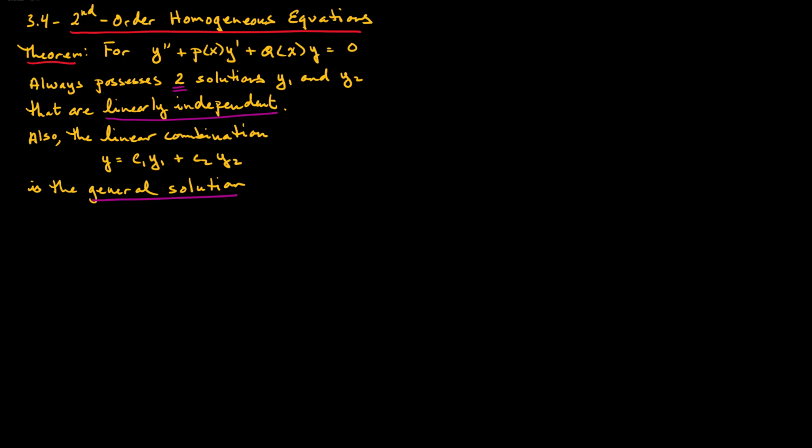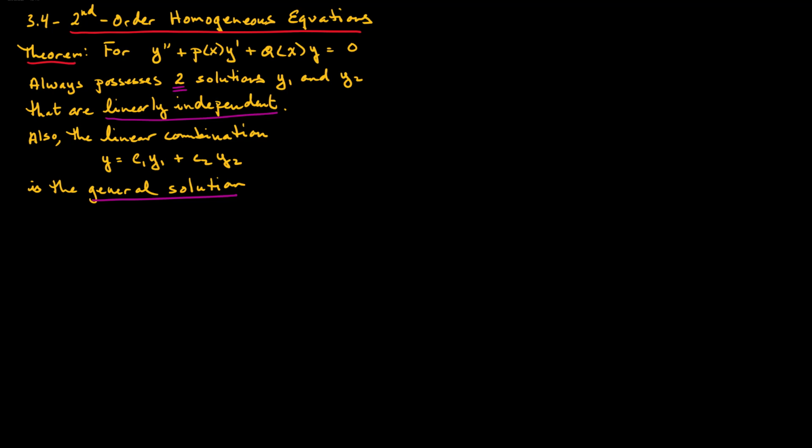And this theorem states that a second-order linear homogeneous equation of the form shown here always possesses two solutions, which we'll call y1 and y2, that are linearly independent. Now recall what linearly independent means: if we were to come up with a linear combination c1 y1 plus c2 y2 equal to 0, that equality holds only if c1 and c2 are equal to 0. We can also evaluate their Wronskian if we're not sure.